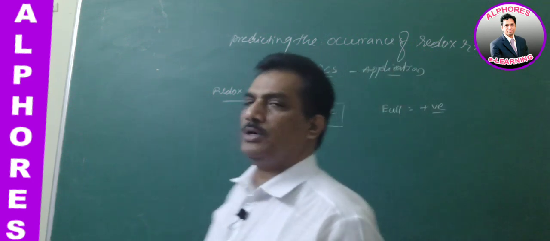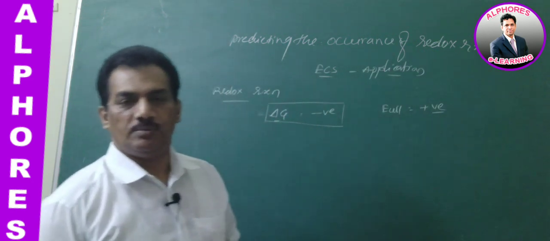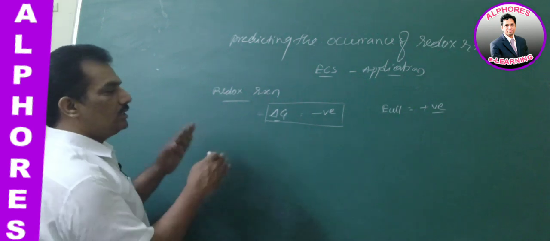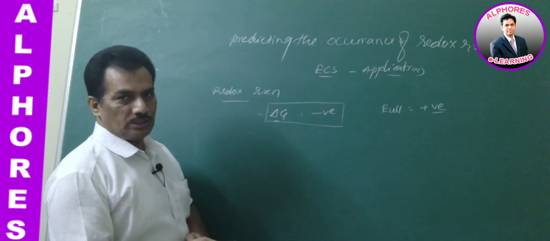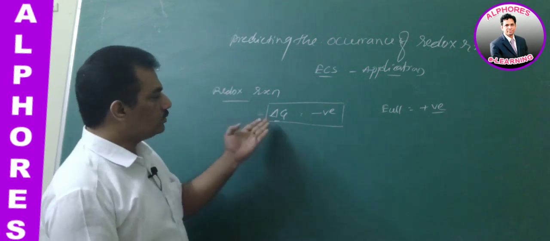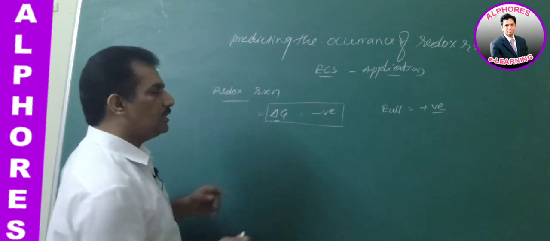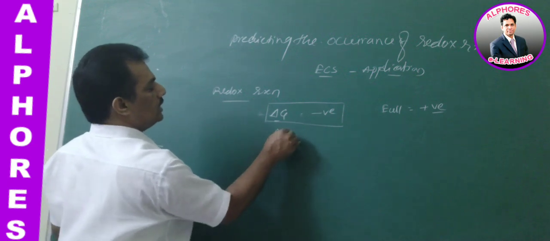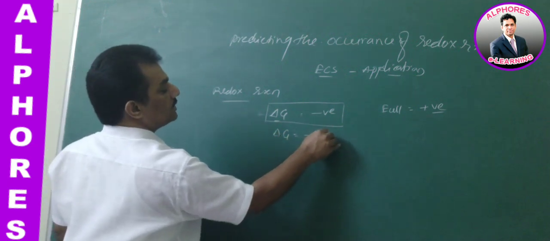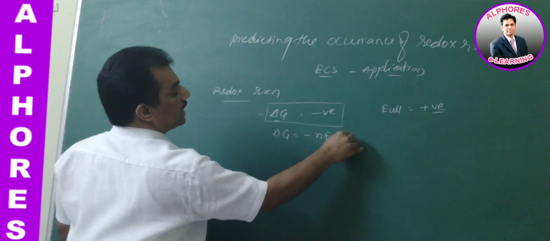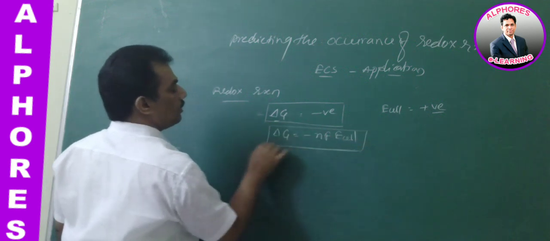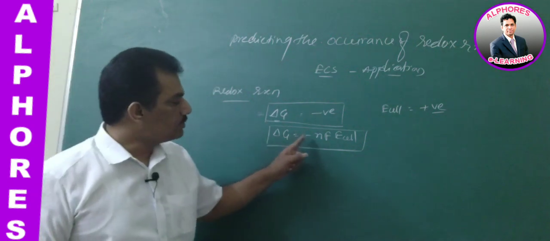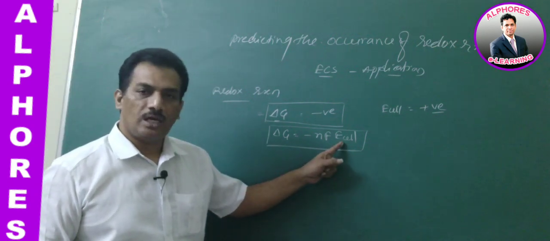When E cell is positive, then only delta G will be negative. That means the total cell EMF or electrode potential should be positive. And why should it be positive for delta G to be negative? Simply, the relation between these two is delta G equals minus nF E cell. This is the reason why E cell should be positive, because this value is minus nF E cell.